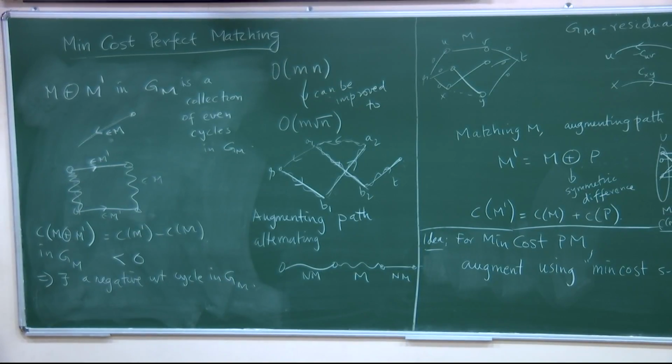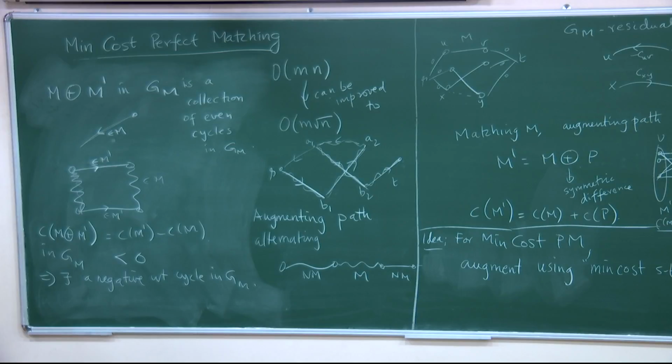Okay, so now what's my algorithm? I'm going to start with zero matching and always ensure somehow that my residual network will have no negative weight cycle. Keep augmenting the edges. The augmentation just increases the size of the matching by 1. So finally, when I reach a perfect matching, since I have always ensured that there is no negative weight cycle, what I will have is a min cost perfect matching.